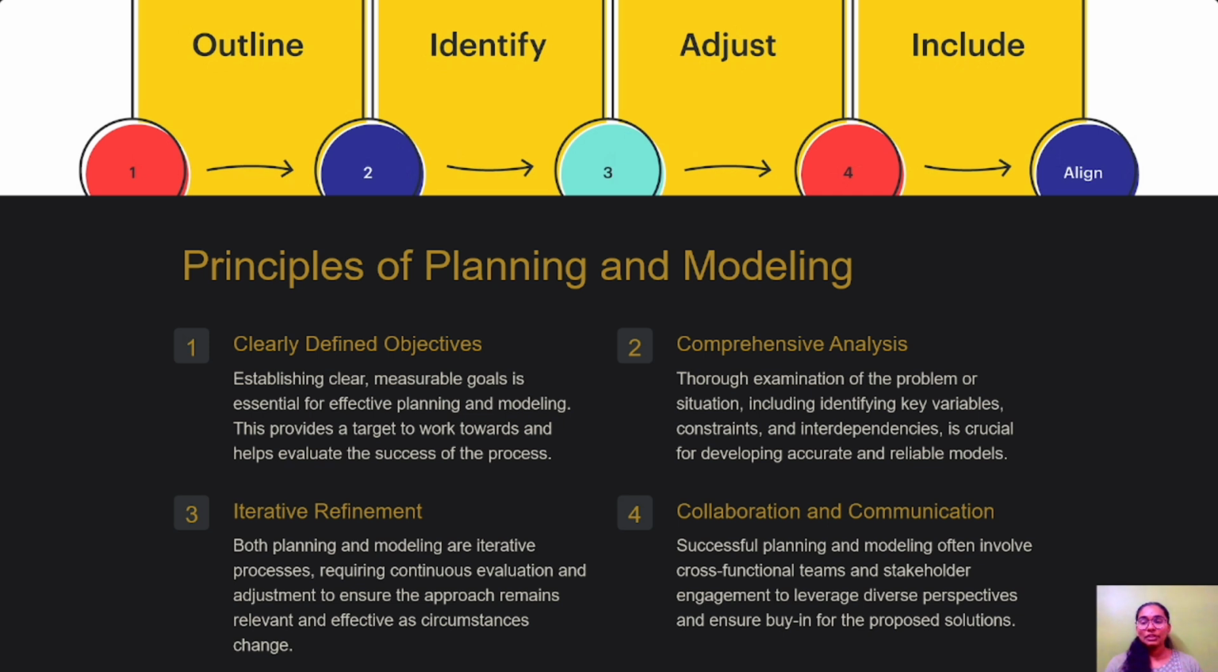Iterative refinement. Both planning as well as modeling are iterative processes which require continuous evaluation and adjustment to ensure the approach remains relevant and also effective even in case of change in circumstances. Collaboration and communication. Successful planning and modeling often involve cross-functional teams and stakeholder engagement to leverage diverse perspectives and ensure buy-in for the proposed solutions.